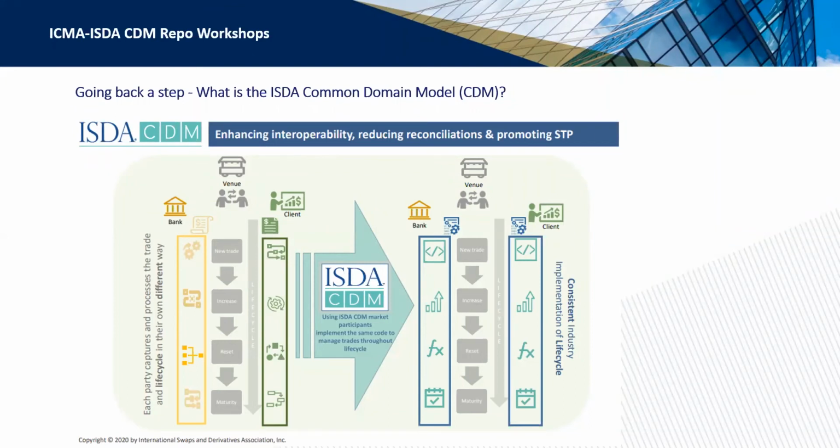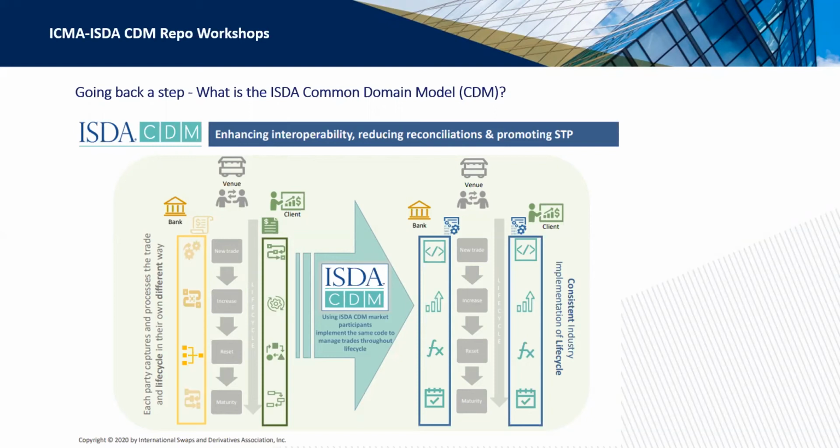So typically, if you look at the left-hand side of the slide that you see on the left, this represents the way the market operates today, featuring a few market participants like a bank or broker-dealer, a client, which may be from the buy side, potentially involving a trading venue like an exchange. And throughout the transaction life cycle, you're going to have a number of events. Some of them are represented on the slide, like new trade, increase, reset. You also have cash flow payments and so on.